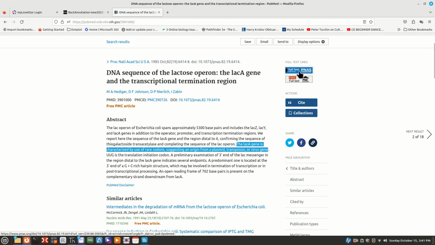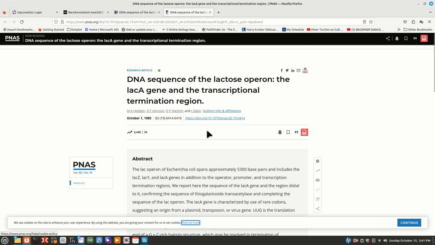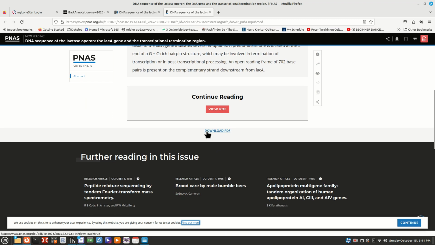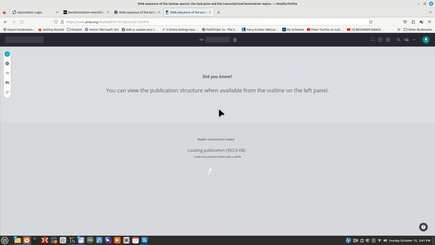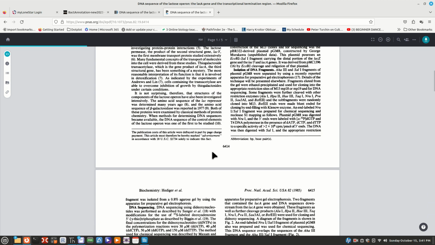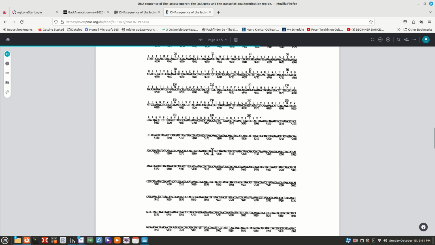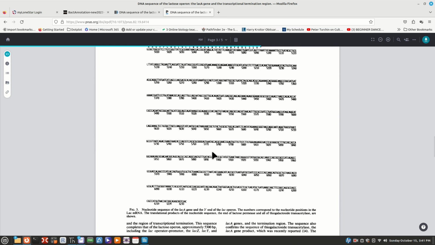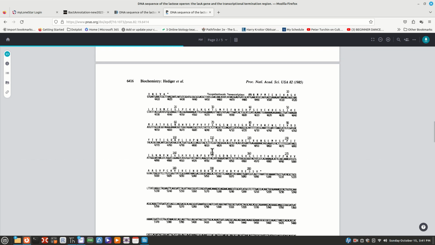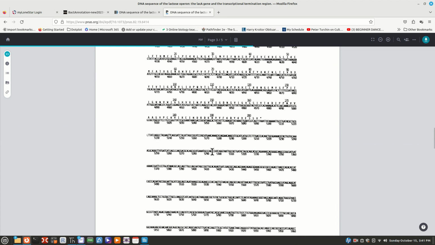Now, let's see. We're going to look at this paper, and here we'll just go to the PDF. It'll take a second. Here we go. And it's going to tell us the termination sequence for the end of the lacA operon. Here you've got the whole sequence for the lacA operon, just like the one I downloaded. Like I said, this is useful. This is why it exists in the database for lacA operon, because a lot of people study it.